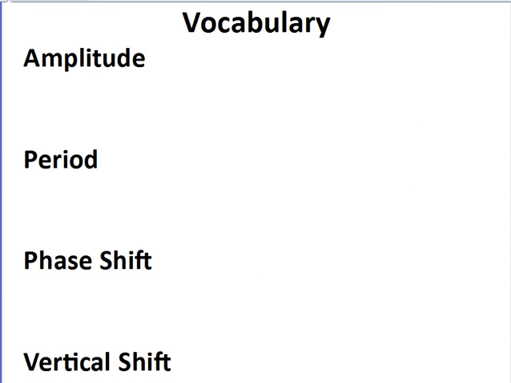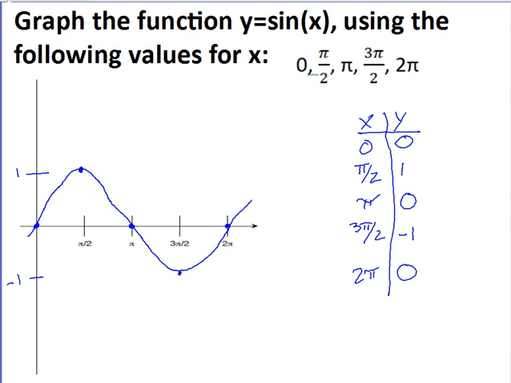Then we have some vocabulary words that we're going to talk about. Amplitude, maybe you remember from science, is the height of the wave. So if I go back and look at our graph, the amplitude of this graph is 1 because it goes up to 1. Okay, so that's amplitude.